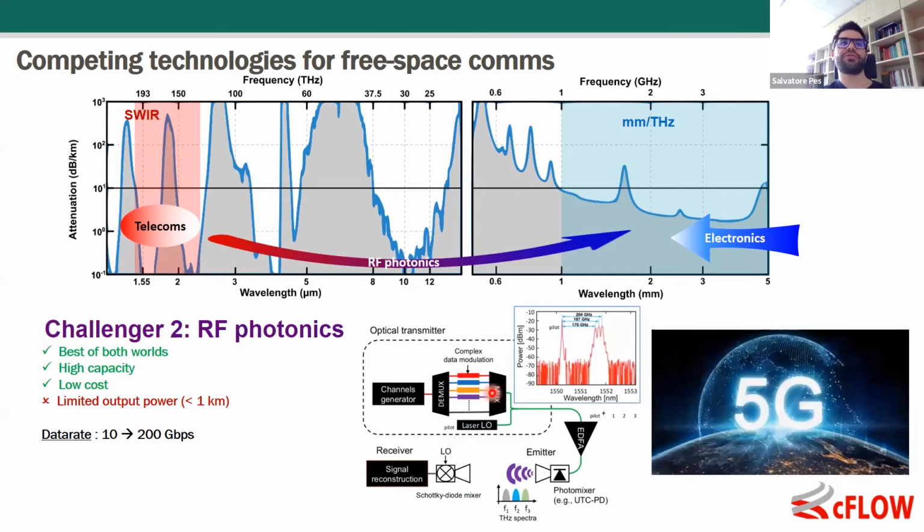Then we have RF photonics, which is mixing the two worlds, so we have the best of the two worlds. It gives high capacity at low cost, but the problem of this technology is that it has limited power, so the link distance is typically less than 1 kilometer. The data rates are quite interesting, from 10 to 100 gigabits per second.